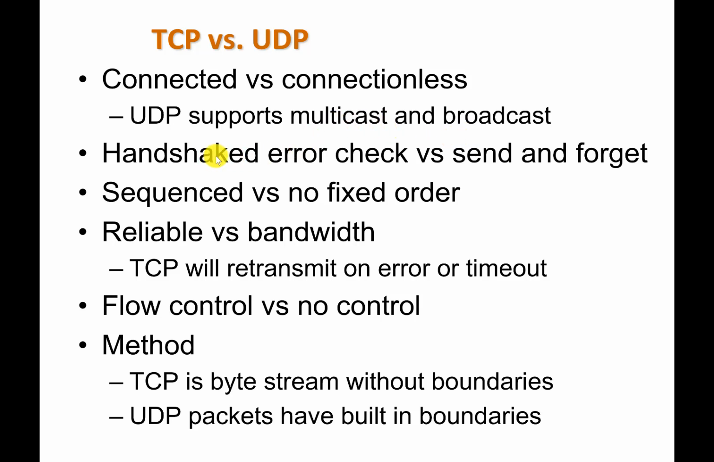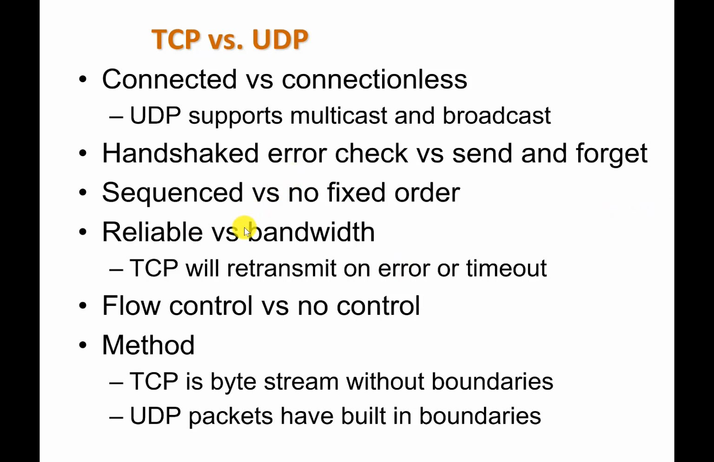UDP, because it's more secure, is handshaked. And so handshaking means if a packet is lost, it's going to be retransmitted. Whereas with UDP, we're just going to send up a datagram, send it off, and hope it gets there, and not worry if it doesn't get there.